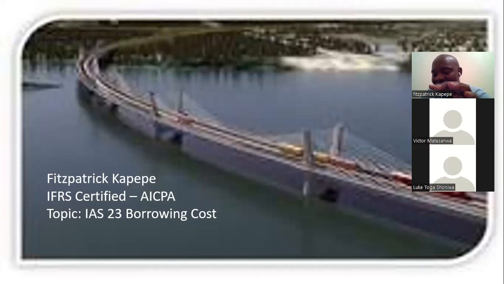We'll look at borrowings, and it's very interesting because there are some few things that I just want to talk about at national level. Then we'll also look at government grants. Then we'll divert a bit and go to IAS 2 on inventory, and that is how we are going to close our time today or our work. So, under borrowing cost, how should borrowings be treated?